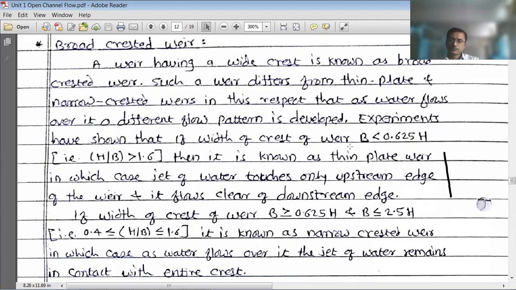Write this ratio: H by B greater than 1.6. H is the head of water over the crest and B is the width of the crest. If H by B is greater than 1.6, the head is more and the width is less in that case, then it is known as a thin plate weir.